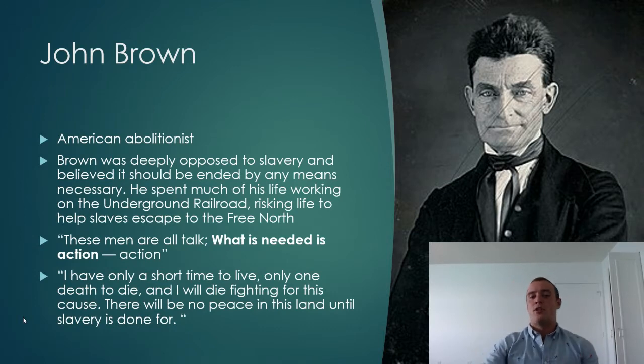So the next figure is John Brown, who's probably a bit less known. He was an American abolitionist who was deeply opposed to slavery and believed it should be ended by any means necessary. He spent much of his life working on the Underground Railroad, helping escaped slaves from the South get to the free North and secure their freedom there.